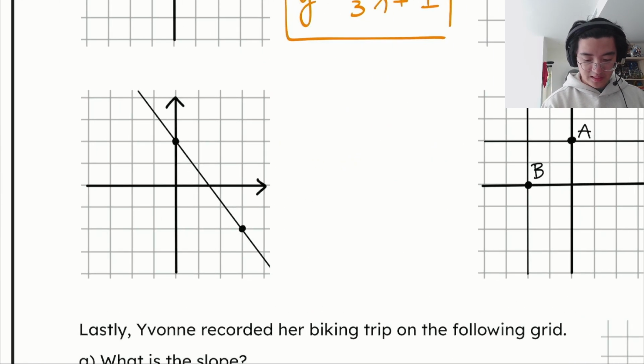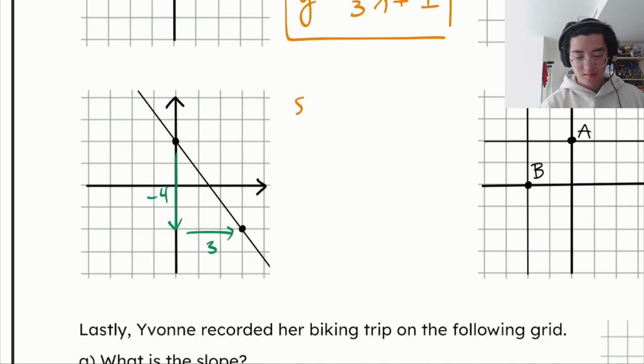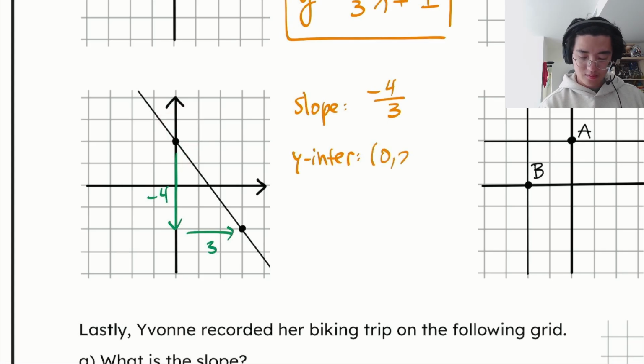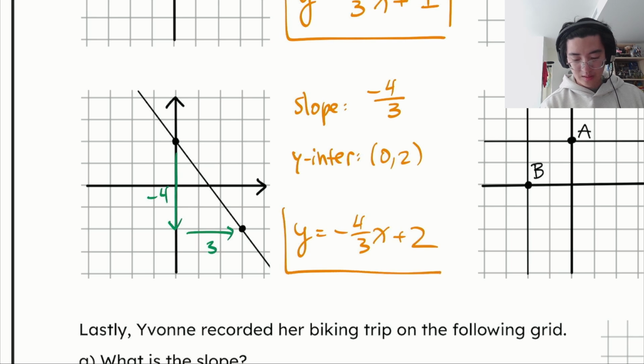One more, same idea. Let's do slope first, why not? Now look here, this time we're going down by 4, so it's negative 4, going to the right by 3. And then the y-intercept, in this case, is at 2. So the slope-intercept form is the slope x plus the y-intercept.